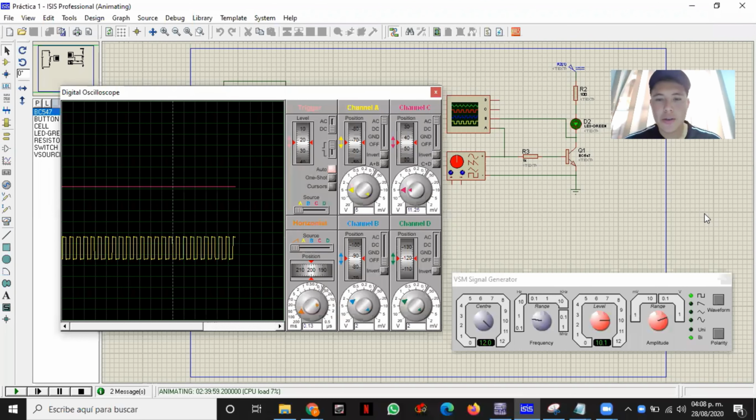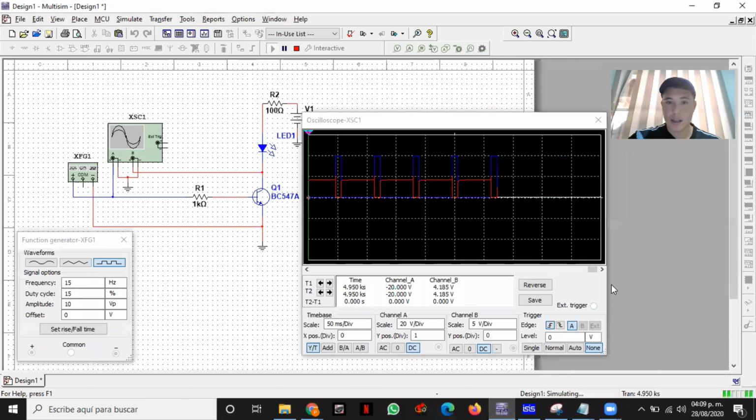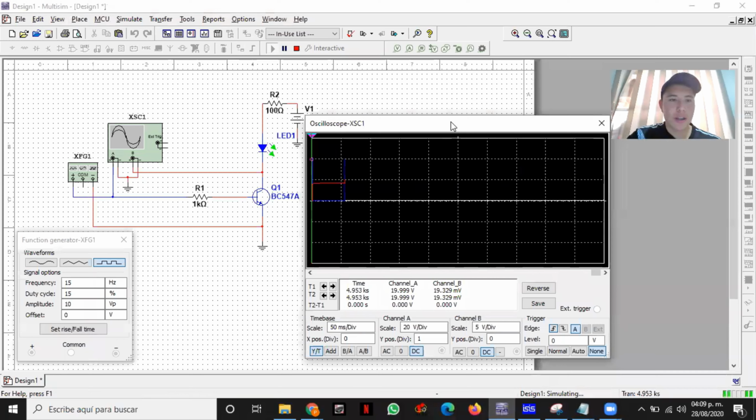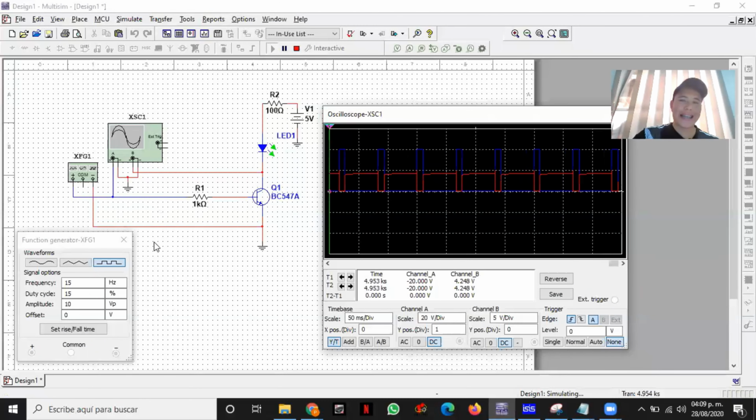So actually, I'm going to talk about the PWM signal, but the main problem with the Proteus software is that the VSM signal generator tool doesn't have the duty cycle option. So we decided to move the same circuit to Multisim software. So let's go to Multisim. In Multisim, we designed the same circuit, but in this case, the signal generator has the duty cycle option.